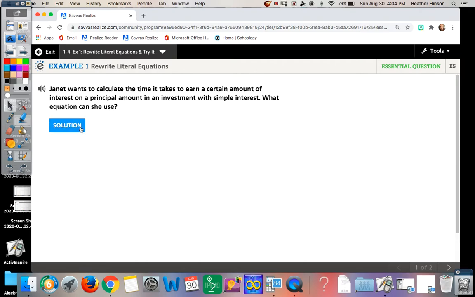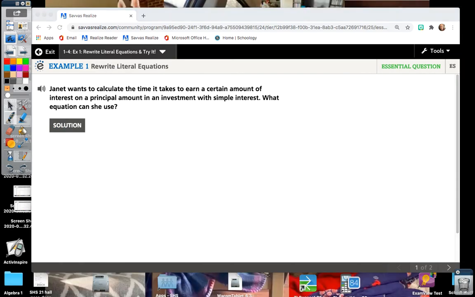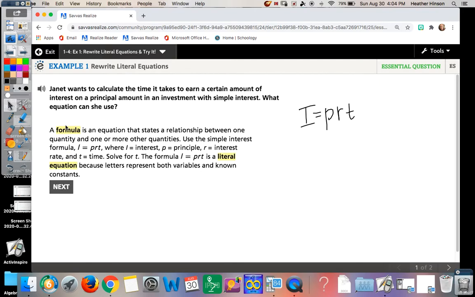So the equation for this is actually interest equals principal times rate times time. Your book gives that to you. We're not going to make you remember that. It gives it to you in the example. This is just the formula for simple interest. A formula is just an equation that states a relationship between one quantity and one or more other quantities.